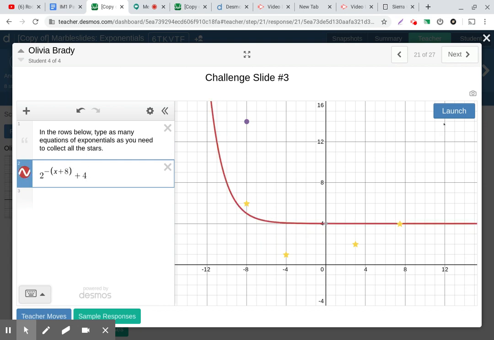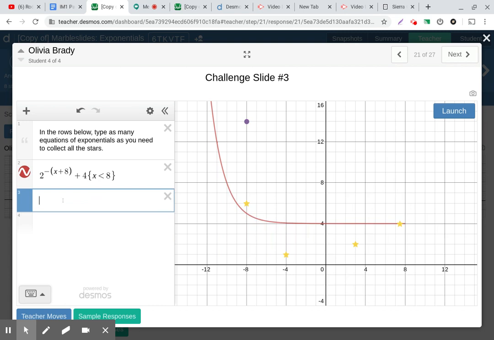All right, now I'm going to test it out. Boom, I got the top 2. So now I got to cut it off. So I need to do curly brackets and then put the x's are less than 8. Then I need my new one. 2 to the x. Remember, do 2 to the x.